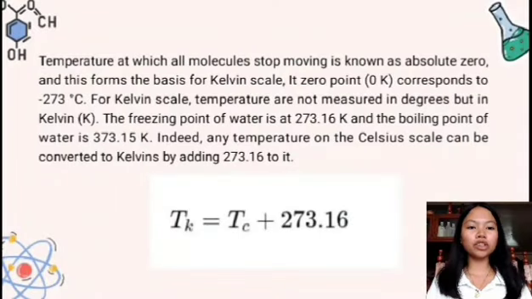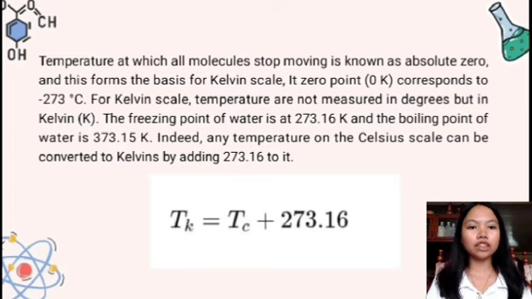The temperature at which all molecules stop moving is known as absolute zero, and this forms the basis for the Kelvin scale. Its zero point corresponds to negative 273 degrees Celsius. For the Kelvin scale, temperatures are not measured in degrees but in Kelvin. The freezing point of water is at 273.16 Kelvin, and the boiling point of water is 373.15 Kelvin. Any temperature on the Celsius scale can be converted to Kelvin by adding 273.16 Kelvin to it. The formula for Kelvin is T sub K equals T sub C plus 273.16 Kelvin.